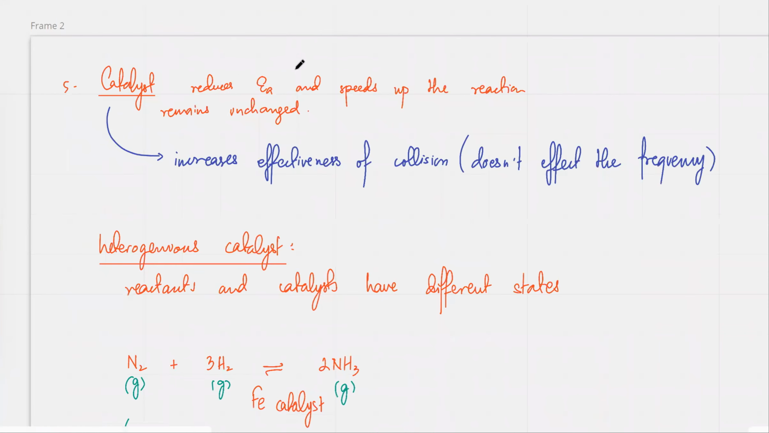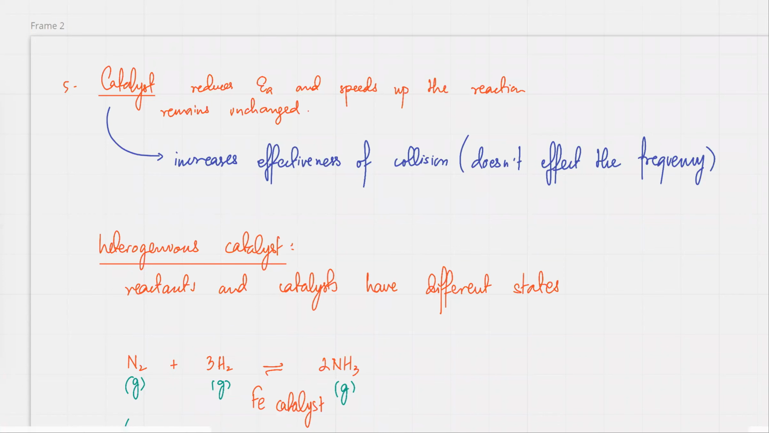A catalyst reduces activation energy, speeds up the reaction, and remains unchanged during the reaction. What a catalyst does is it does not affect the frequency. The particles are still bumping around at the same rate. But the collisions are now more effective. Out of the 10 collisions you had previously, only 2 resulted in a reaction. But now out of the 10 collisions, 8 of them are successful. So the collisions are becoming more effective.